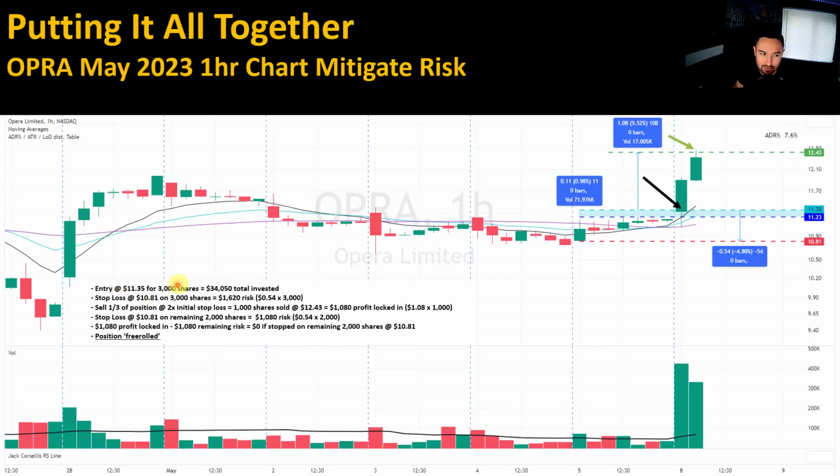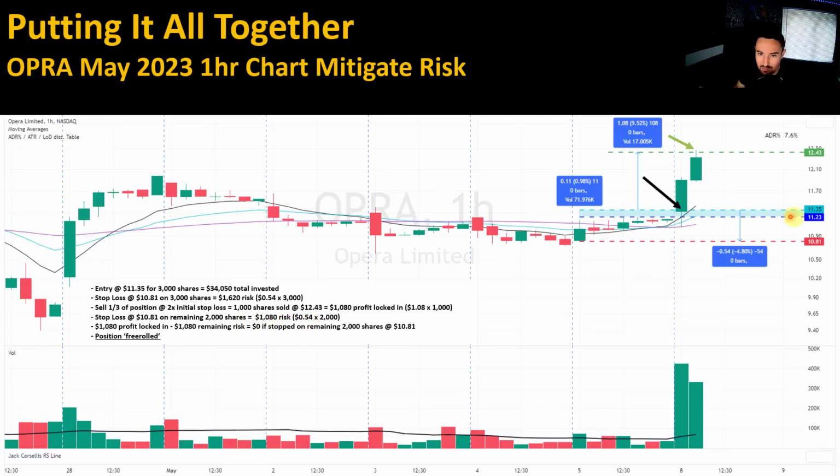Entry 11.35 for 3,000 shares. Total invested about 34k. Stop loss at 10.81 on 3,000 shares. So the risk on the trade is $1,600. Why? 54 cents times 3,000 shares. 1/3 of the position at 2 times initial stop loss is 1,000 shares sold at $12.43, right here at $1.08 times the 1,000. So $1,080 locked in. Stop loss at 10.81 on the remaining 2,000 shares is $1,080. Why? Because it's 54 cents worth of risk.